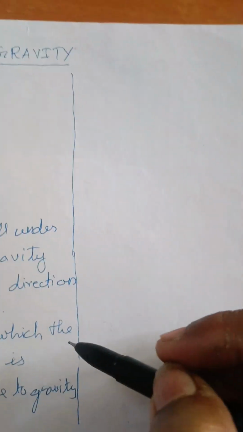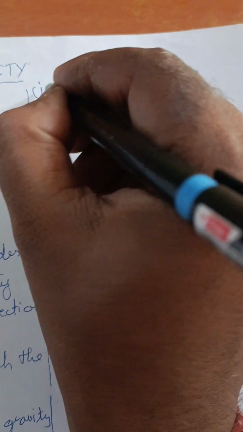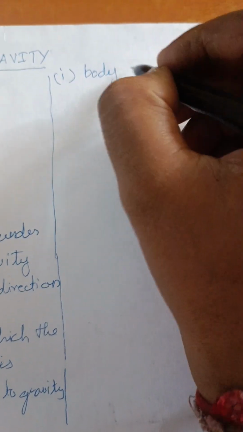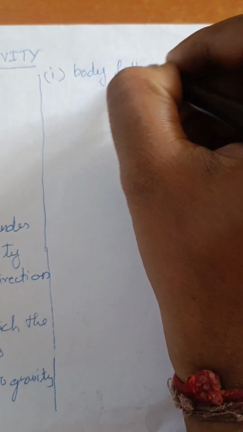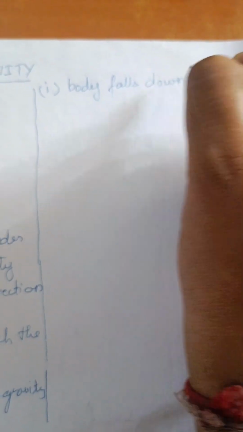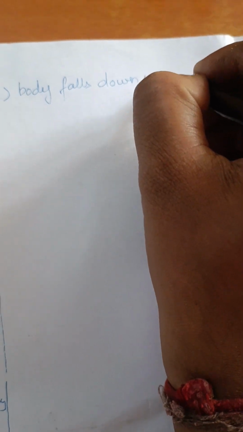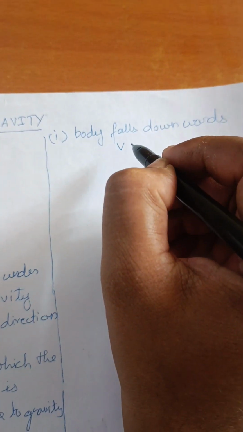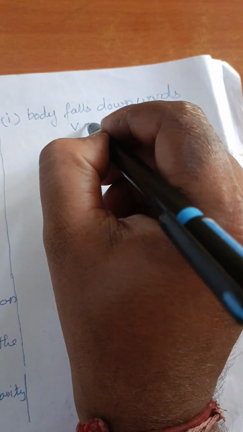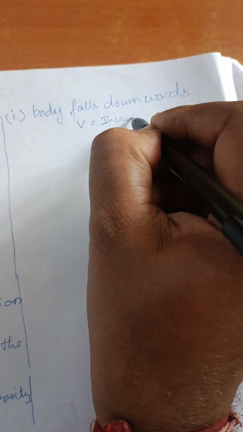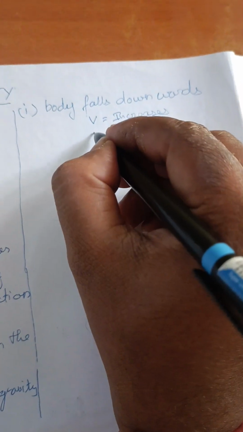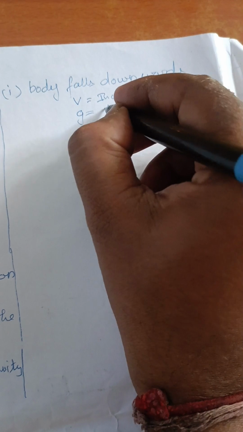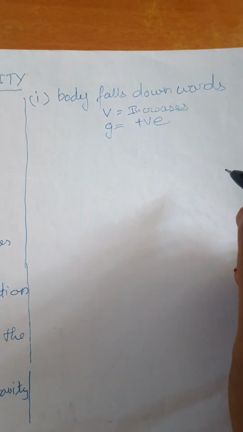The very first thing that we need to understand with the present two equations is the very first condition. Whenever the body falls downward, how will the body fall downwards? If the body falls downward, V will increase, and g is taken as positive. g is always taken as positive.